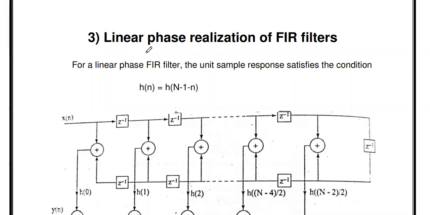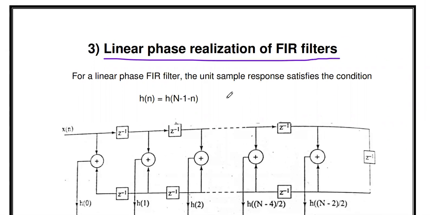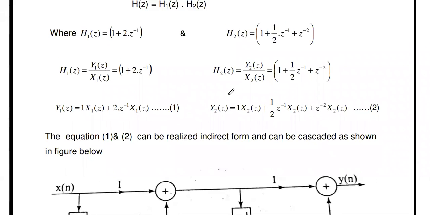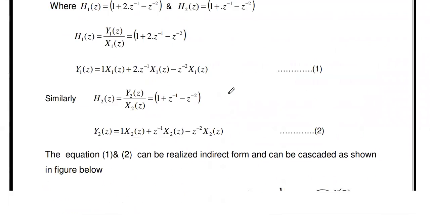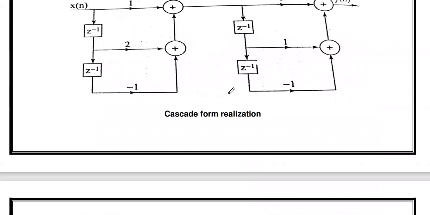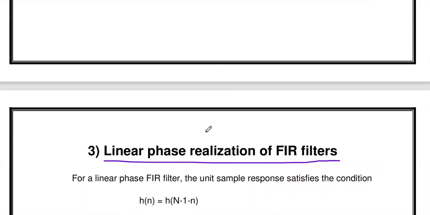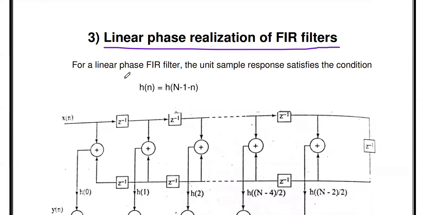Welcome to my channel. Today we are going to discuss the linear phase realization of the FIR filter. In the previous video we discussed two realizations: one is the transversal structure or the direct form realization, and the other is the cascade form realization of the FIR filter. Now we are going to discuss the third realization, linear phase realization.